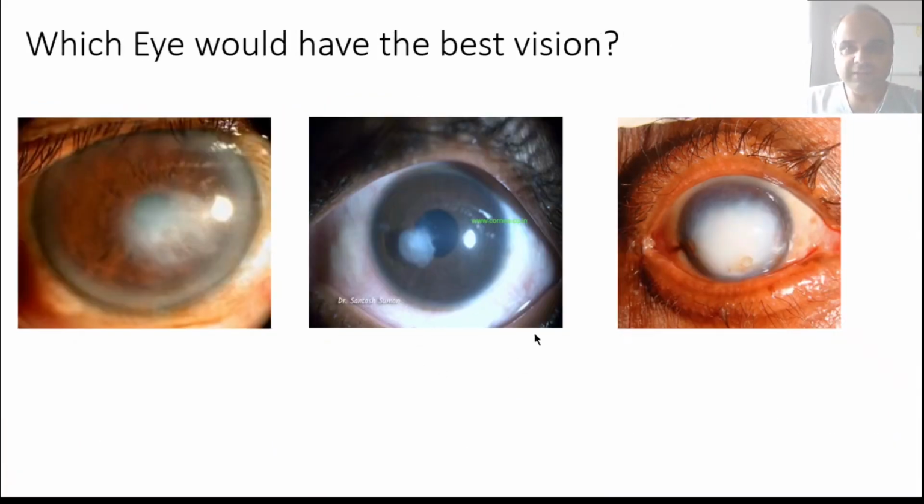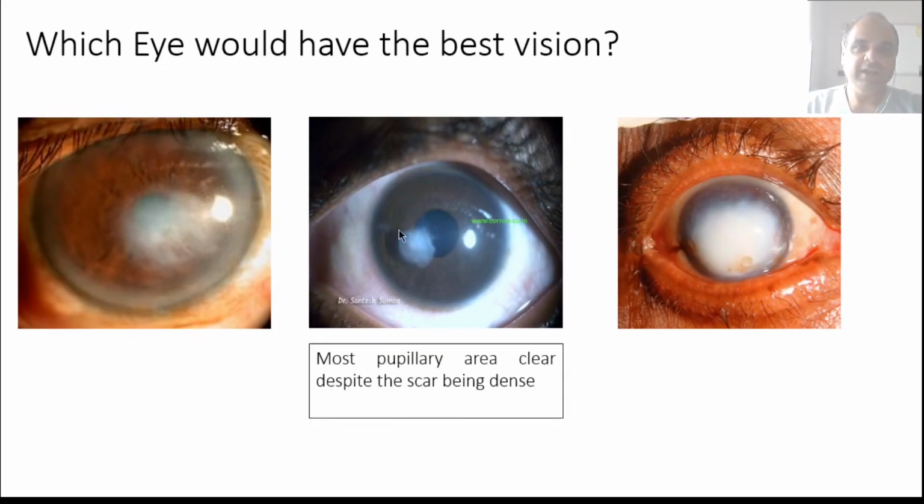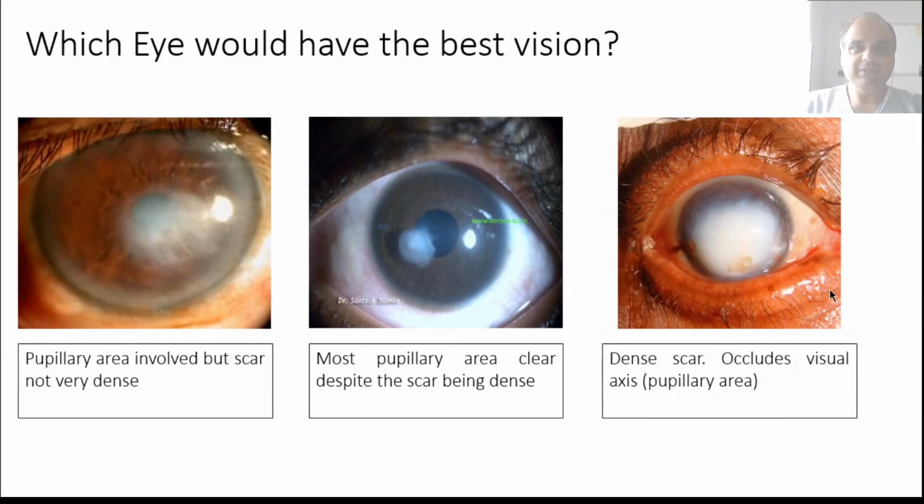So of all of these three patients who have recovered from infectious keratitis, which one do you think would have the best vision? And it's not a very tricky question. Obviously, this patient has the clearest visual axis. The scar here is less dense, but it is more on the visual axis than this scar. So this person would have the best, this after, and this the worst.